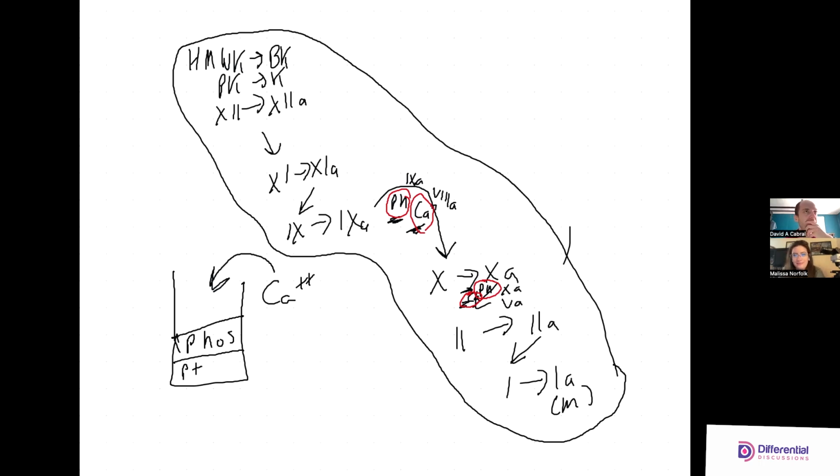So I think we described an APTT. Just for completeness, it's again our intrinsic factors 12, 11, 9, and 8. And then, of course, high molecular weight kininogen and prekallikrein will also impact the APTT. And then we also have our common pathway factors. So we have 10, 5, 2, and 1 that we're measuring with the APTT.